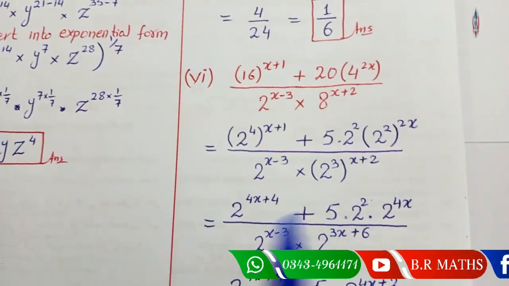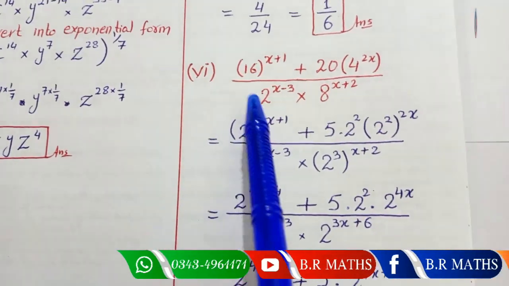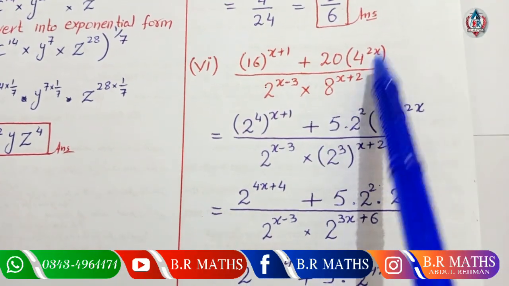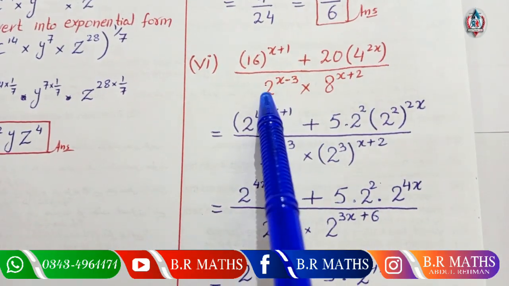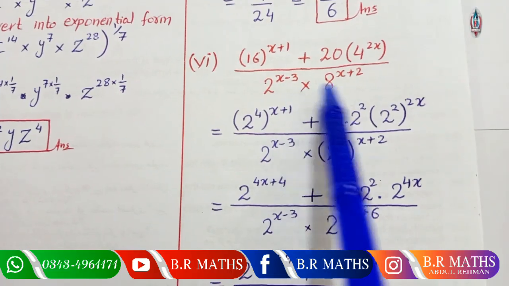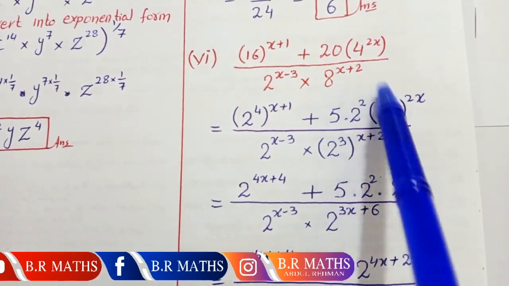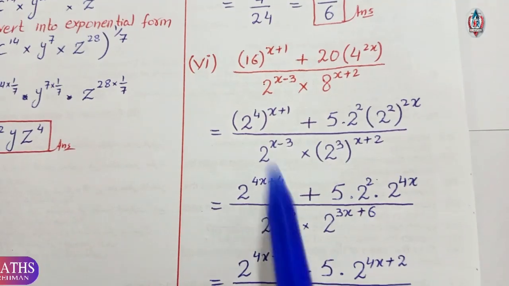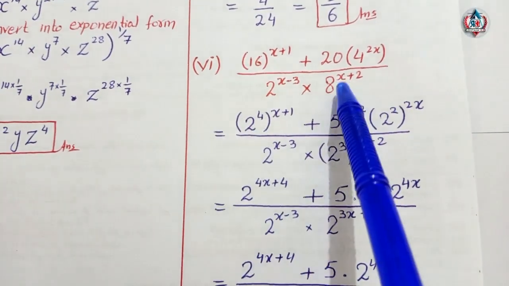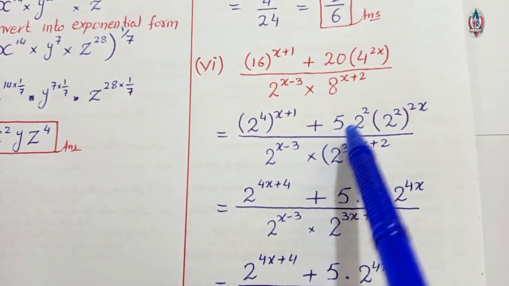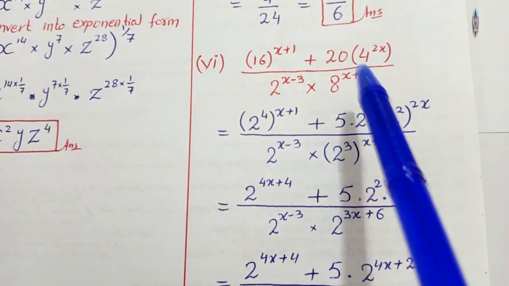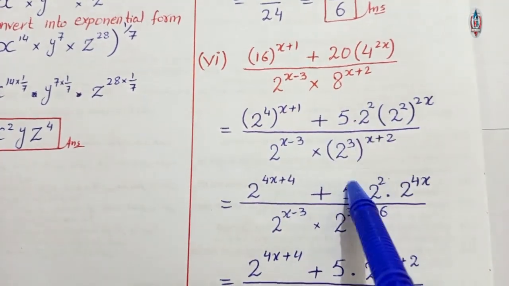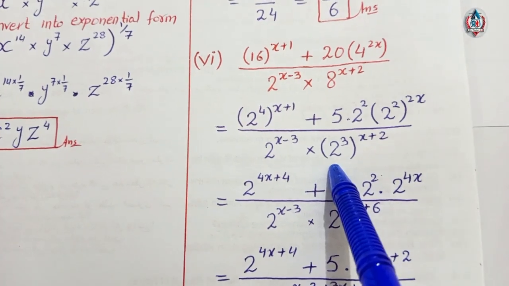And similarly the next part, 16 raised to power x plus 1 plus 20 raised to power 2x divided by 2 raised to power x minus 9 and 8 raised to power x plus 2. First of all, find the factors of each term. 16 becomes 2 raised to power 4, 20 becomes 5 multiply 2 raised to power 2 and 4 becomes 2 raised to power 2, and in the denominator 8 becomes 2 raised to power 3.